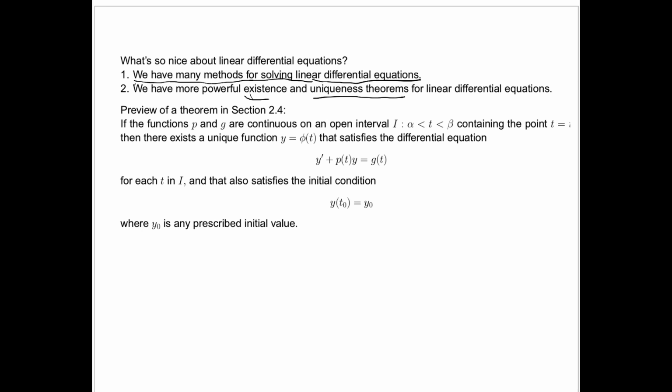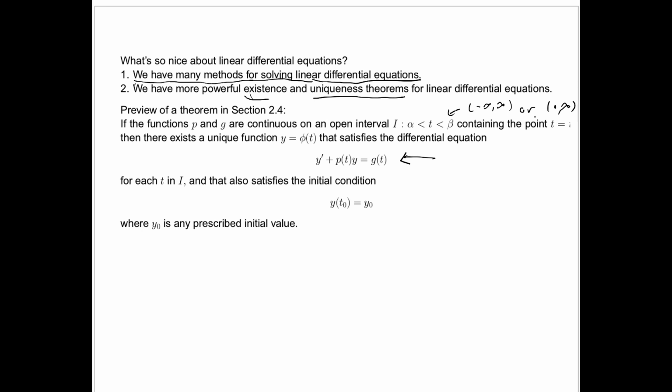So, the first of our existence and uniqueness theorems says the following thing. If you have a linear differential equation, here we're talking about a first-order linear differential equation in this form, y prime plus p of t y equals g of t. P of t and g of t are just two arbitrary functions. But if p and g are both continuous on some open interval I, this open interval could be the interval minus infinity to infinity, or it could be the ray 0 to infinity. Any open interval, this theorem will still remain true.